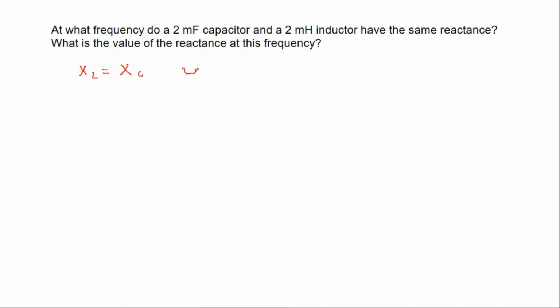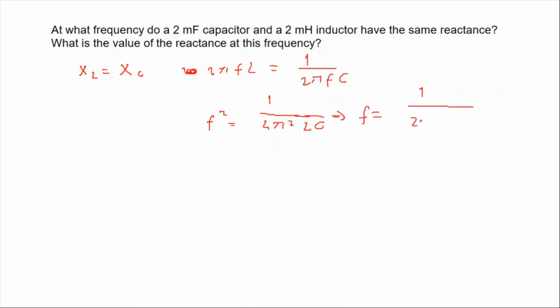Now, XL is WL, or 2 pi FL, equals 1 over 2 pi FC. And from here, F squared will be equal to 1 over 4 pi squared LC. And from here, F will be equal to 1 over 2 pi square root of LC.